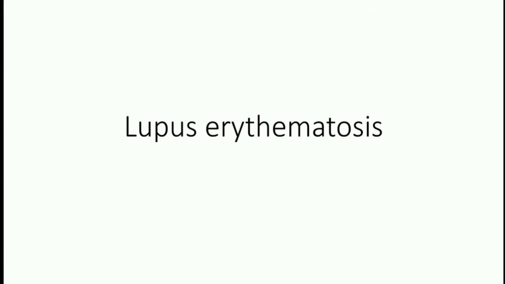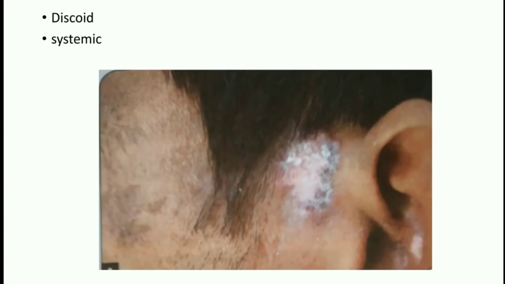Okay, so lupus erythematosus can be of two types, like discoid lupus erythematosus and systemic lupus erythematosus, DLE and SLE. Systemic, as the name suggests, has certain systemic features, and discoid purely has cutaneous manifestations. In this presentation it is confined to DLE. SLE, of course, we will be discussing later on.